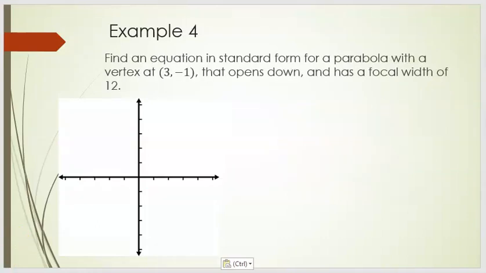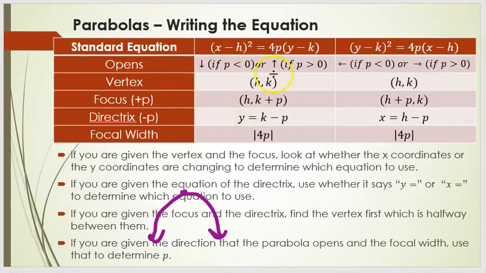So now one last example. We have the vertex is right 3 and down 1. They told us that the shape opens down, and they've given me that the focal width is 12. What you need to be careful with on the ones where they give you the focal width is you want to look back at the rules for whether p will end up being a positive or a negative number. Since it's opening down, I know that p has to be negative in this case. Less than 0 is negative.